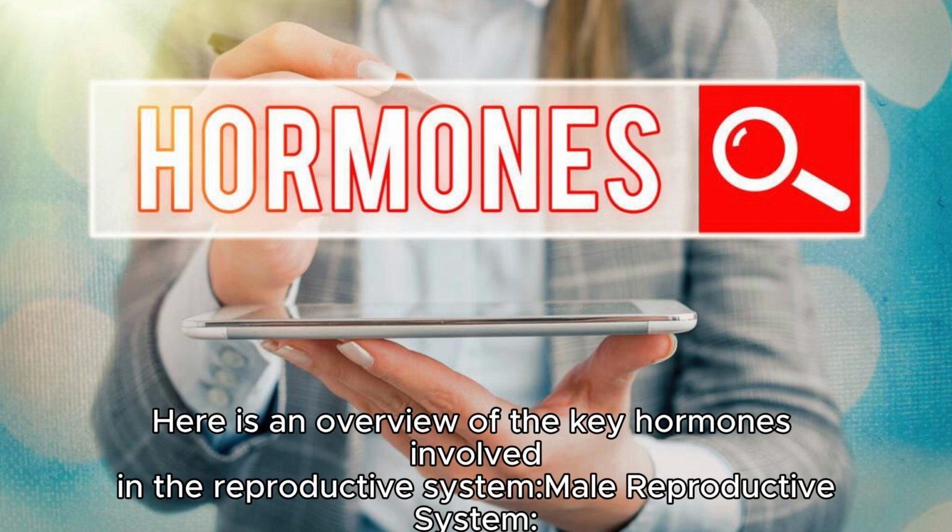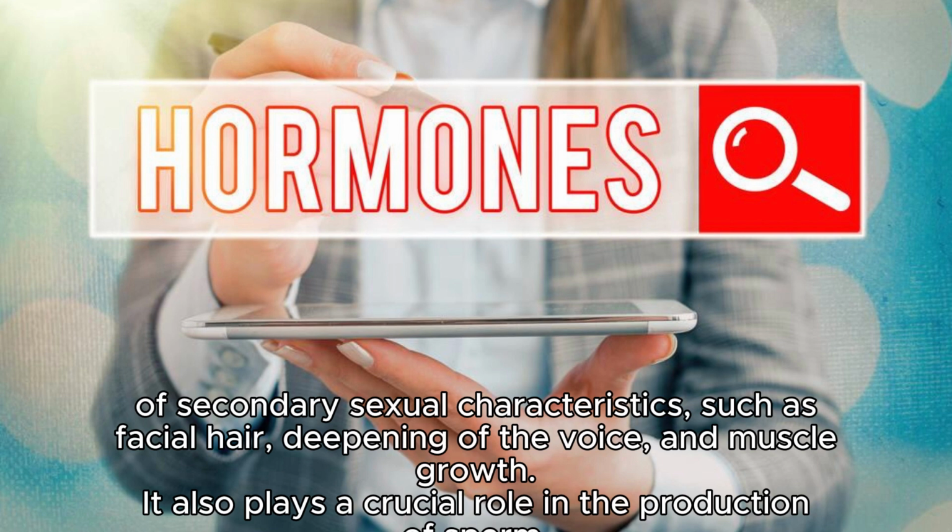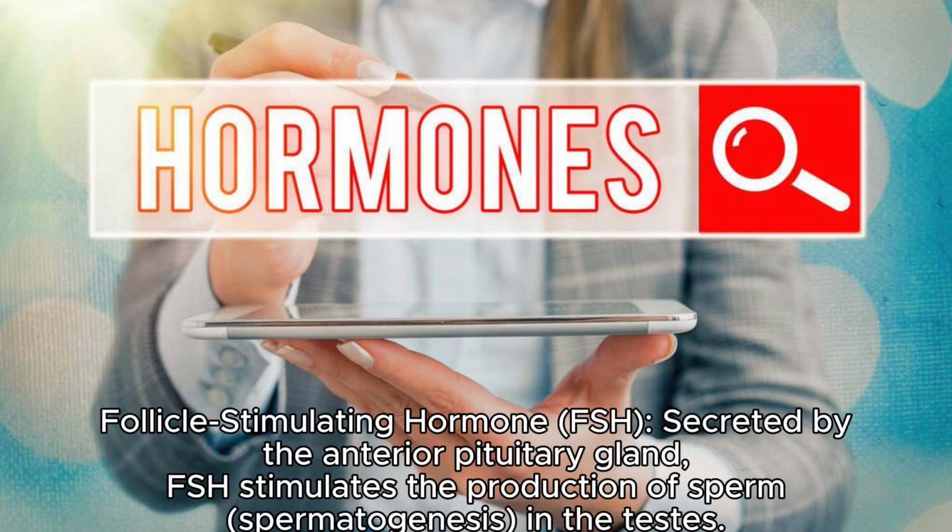Male reproductive system. Testosterone. This primary male sex hormone is produced in the testes. Testosterone is responsible for the development of secondary sexual characteristics, such as facial hair, deepening of the voice, and muscle growth. It also plays a crucial role in the production of sperm.